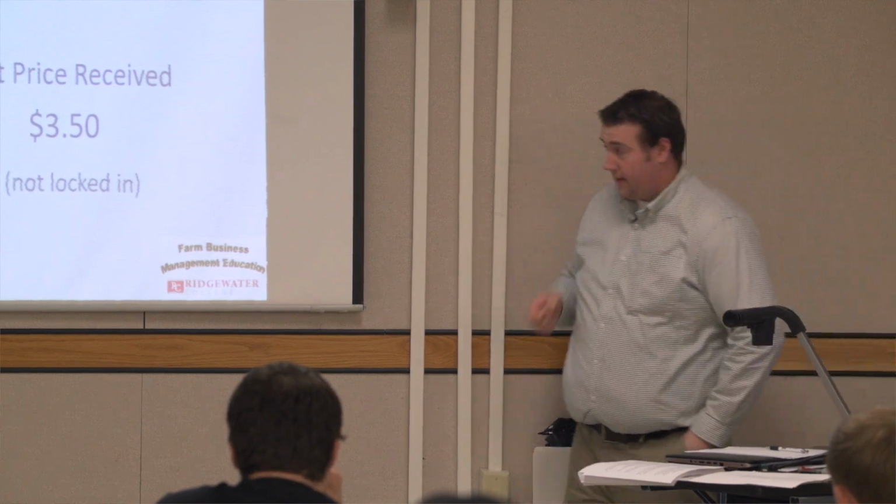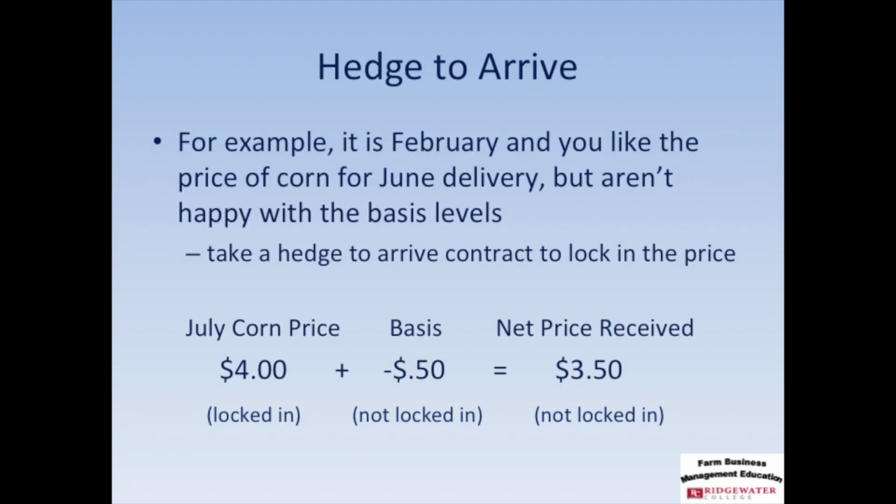So, as an example, it's February. We like the price of corn for June delivery, but we think basis level has an opportunity to improve. We're going to go ahead and lock in a hedge to arrive. So we've got $4 as our futures price, which we have locked in. Today the elevator was saying that they would pay us minus 50. We said thanks but no thanks on that. We're going to leave that open.